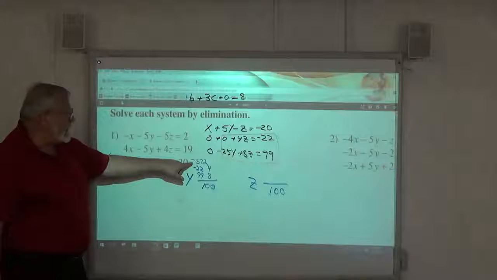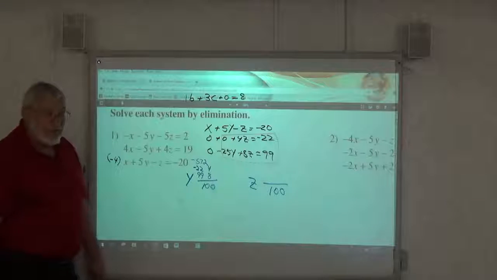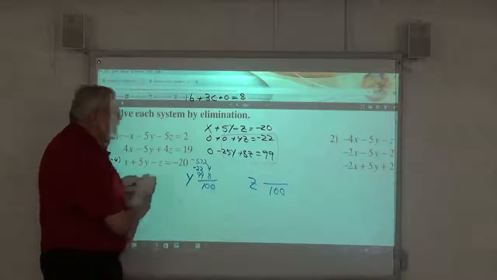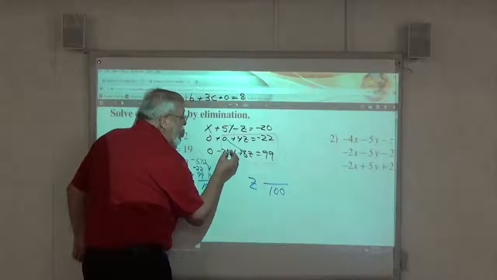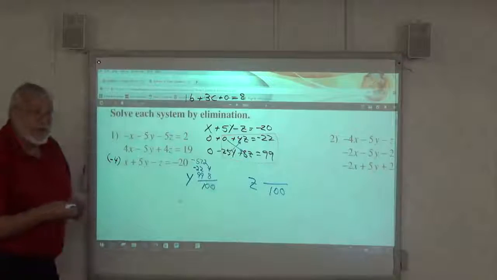That means that y is going to equal, if you divide it by 100, negative 5.72. Yep. All right, ugly answer, yes. Where does the 100 come from? For the denominator, these two multiplied minus those two multiplied. That's where the denominator came from.